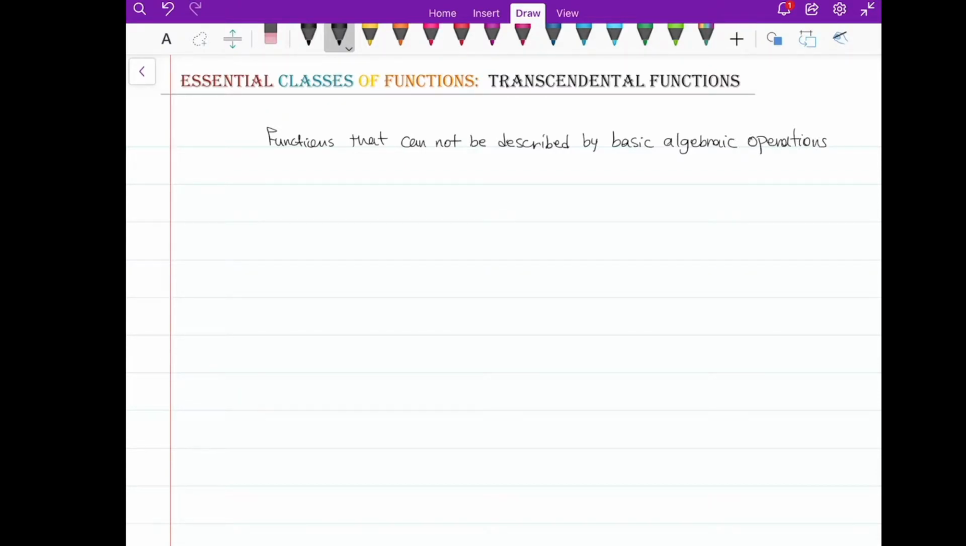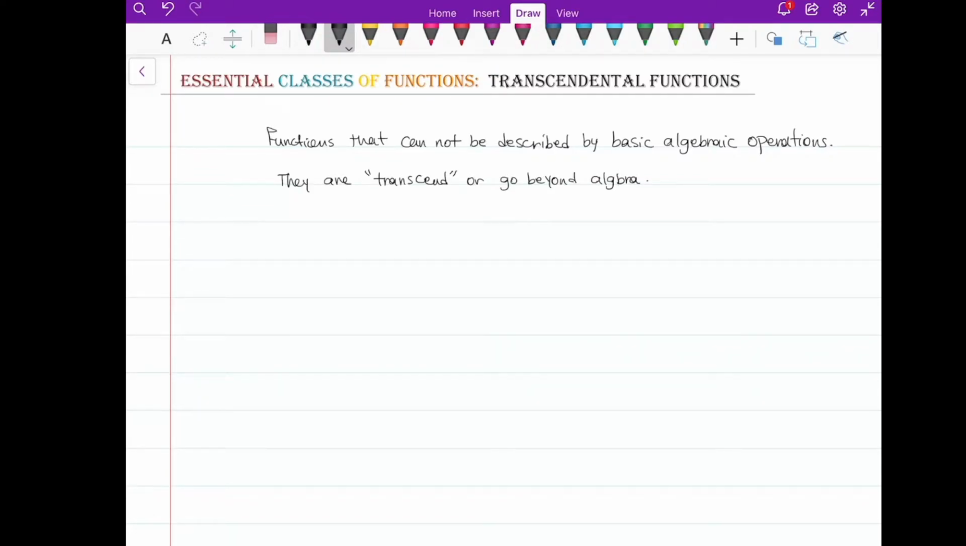If it can be described by basic algebraic operations like adding polynomials or subtracting polynomials, then it's called an algebraic function. If not, it is called a transcendental function. Okay, they transcend, or basically go beyond algebra.